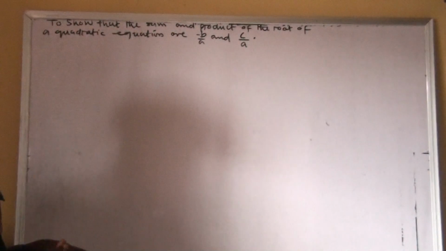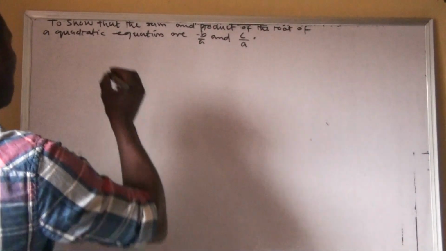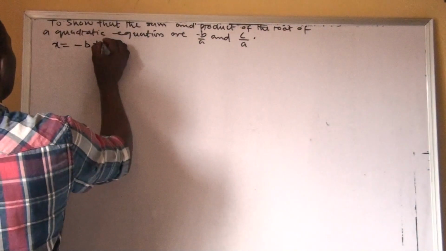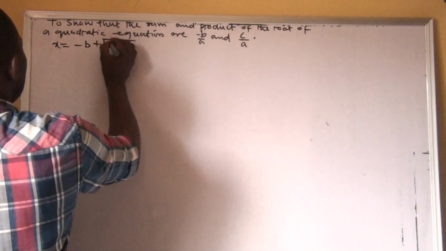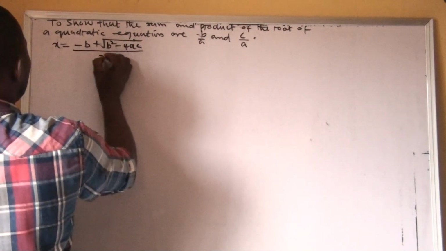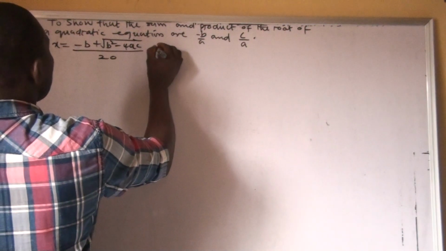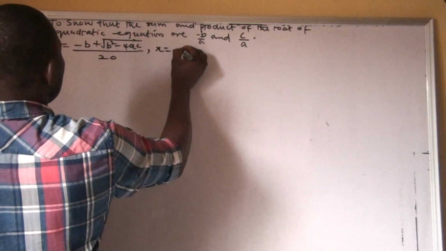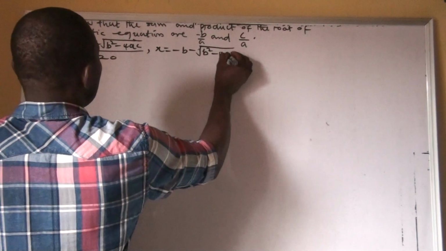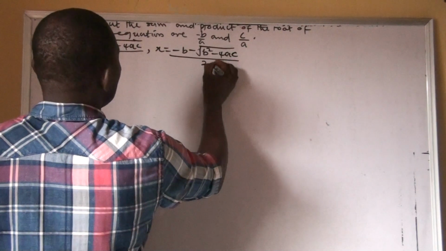In our last class we were able to derive the solution, or the roots, of a quadratic equation using completing the square, and we said that one of the solutions is x equals minus b plus the square root of b squared minus 4ac all over 2a, and the other one is x equals minus b minus the square root of b squared minus 4ac all over 2a.